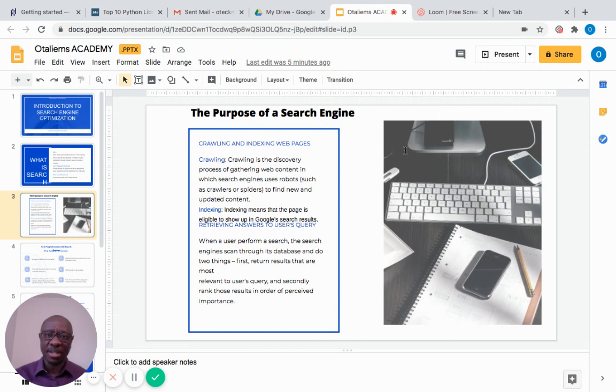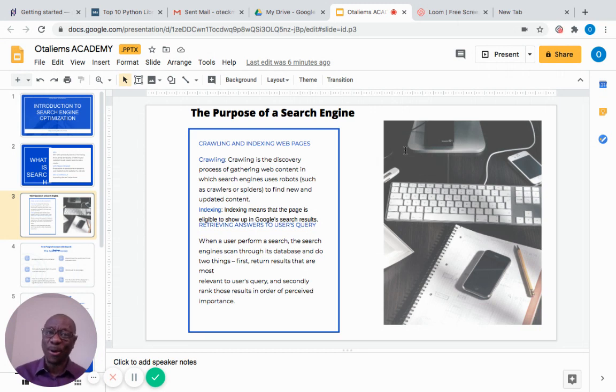One, crawling and indexing your web pages. So you might have been on the browser searching for information, and Google, or other search engines, pull out information relevant to your query. Something is happening behind the scenes. So before Google or other search engines do that, they crawl and index your site.